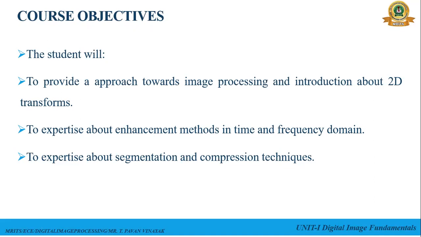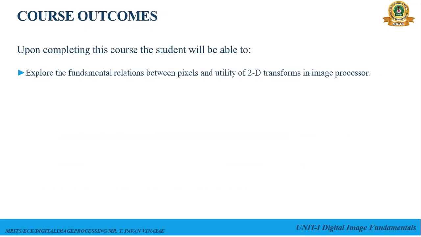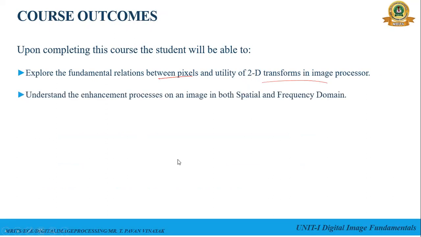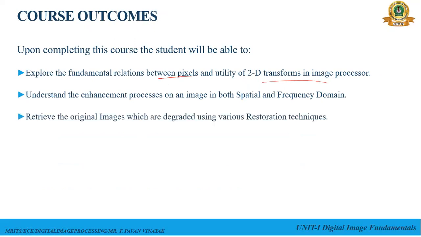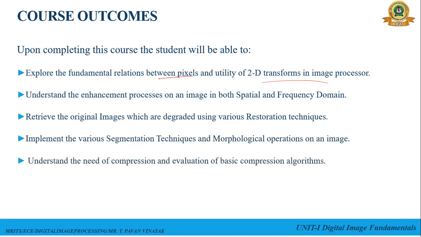After completion of this course, what are the outcomes? What can the students do? They can explain the relationship between pixels and perform 2D transforms. Which transform is used for images? Next, they can understand how to enhance images and perform enhancement. Next, restoration, segmentation, morphological processing, compression: all these processes can be done after completion of the course.